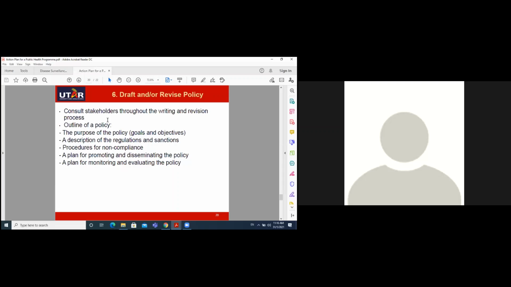And what about non-compliance? When there is non-compliance, what is the procedure for handling it? We also have the plan for promoting and disseminating the policy. And of course, finally, to evaluate whether the policy is effective. For example, we have a policy for obesity, with a list of activities. So whether the public is aware of these activities or not. If the public is not aware of the activities outlined in the public health policy, it means they are not promoting enough.